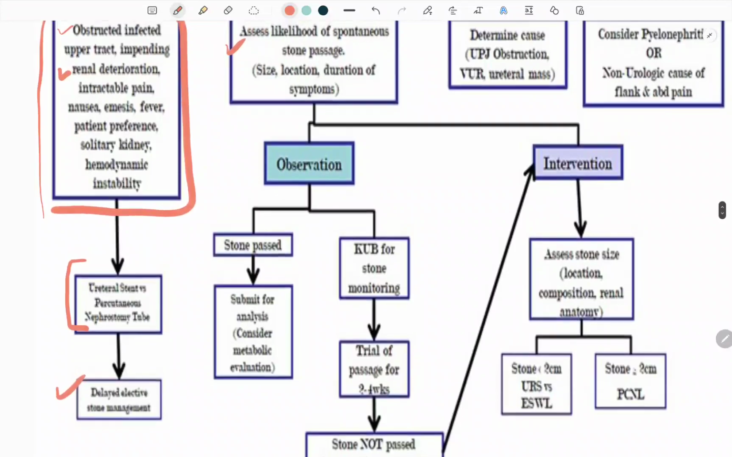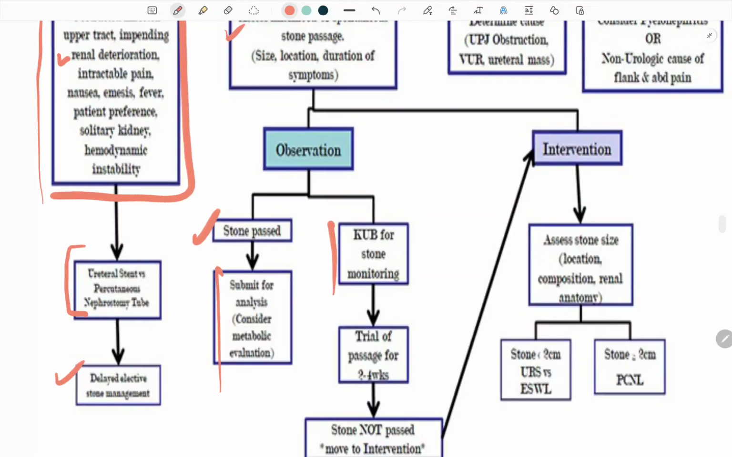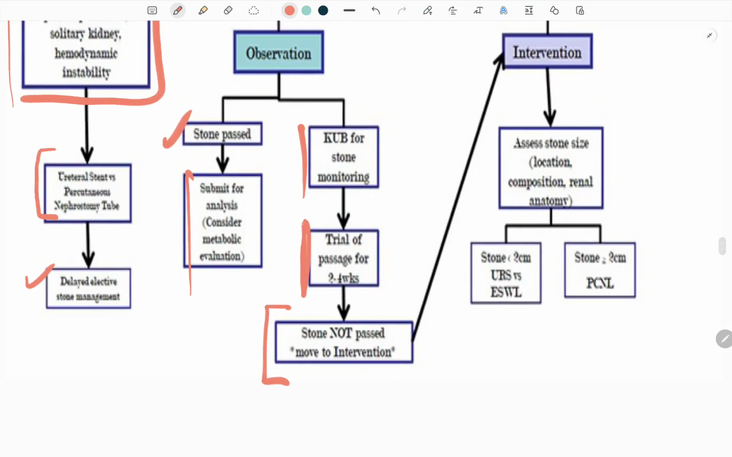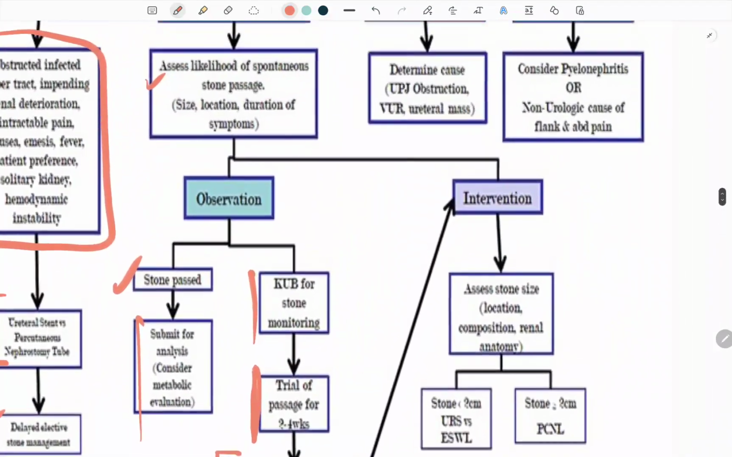Now you can either observe for the stone to pass, submit it for analysis, and consider the metabolic evaluation, or you can perform an x-ray of the kidney, ureter, bladder for stone monitoring, and then a trial of passage for 2 to 4 weeks. And if the stone still has not passed, you can move to the intervention part.